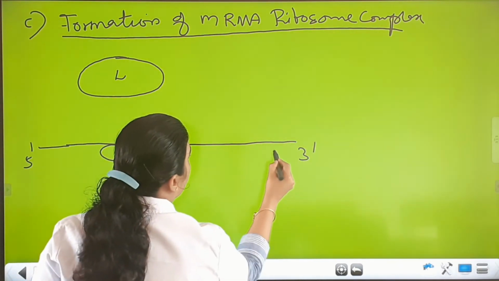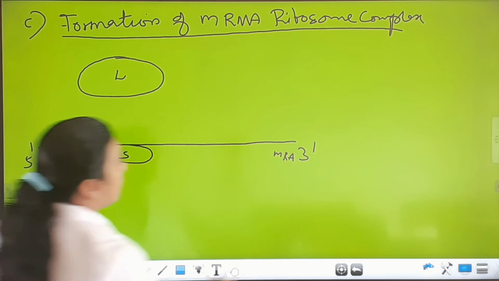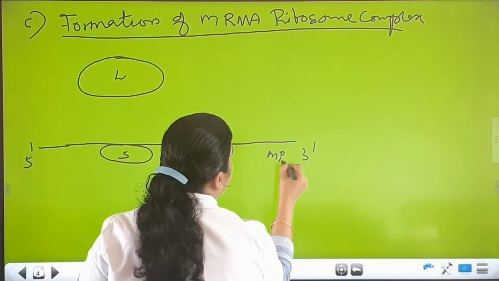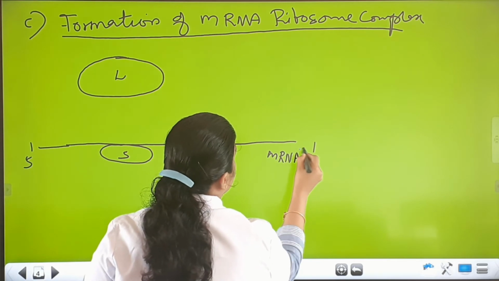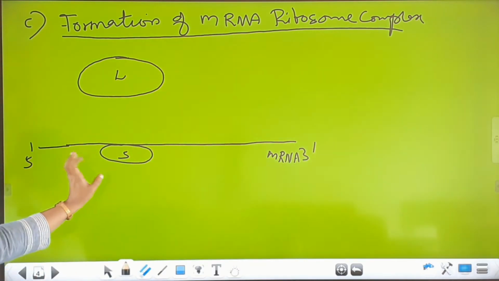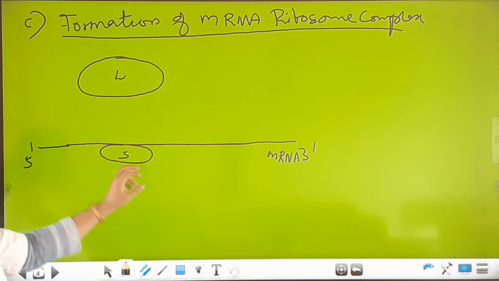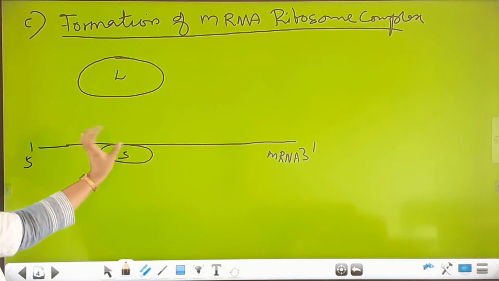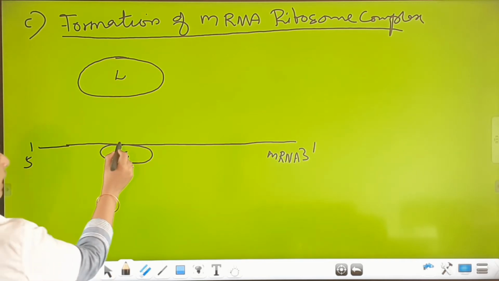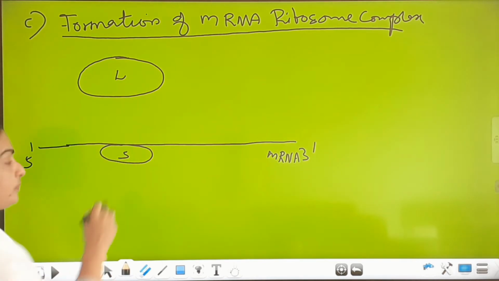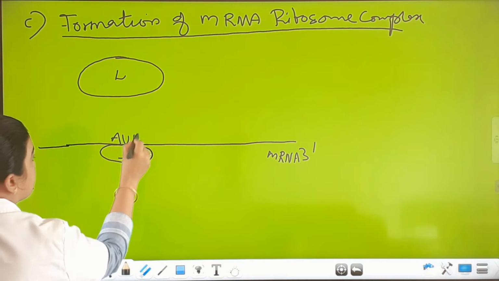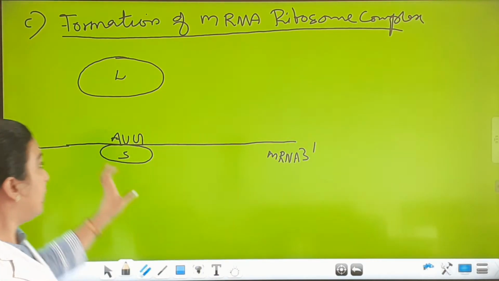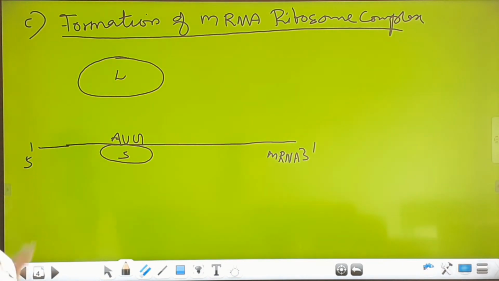Suppose this is the mRNA molecule, or we can say the template strand. So this smaller subunit has a binding site for binding with the start codon of mRNA, which is the start codon AUG. So AUG is the start codon. That we taught you in the last class.